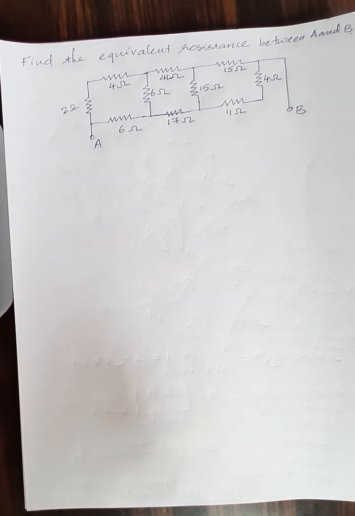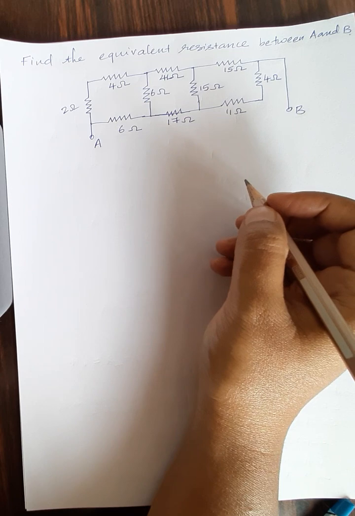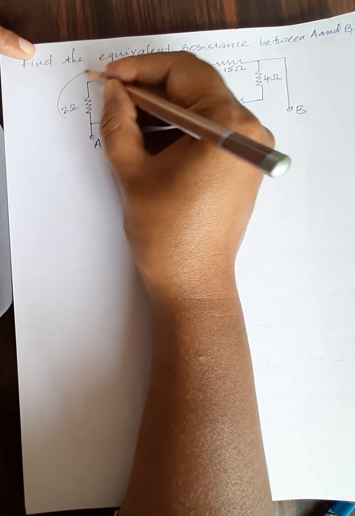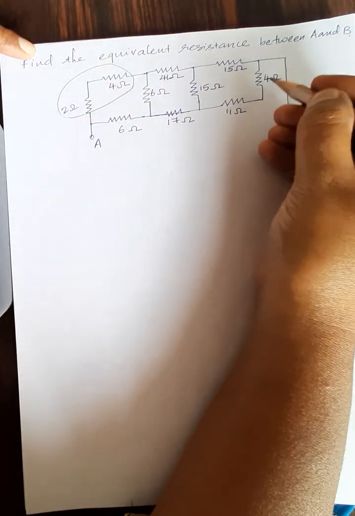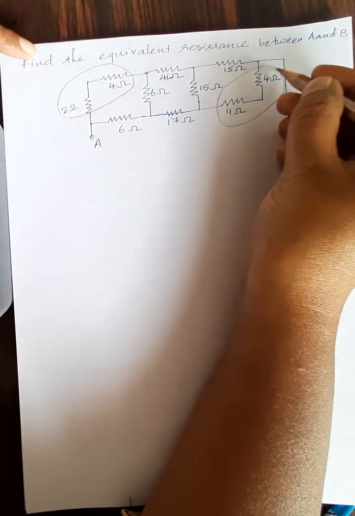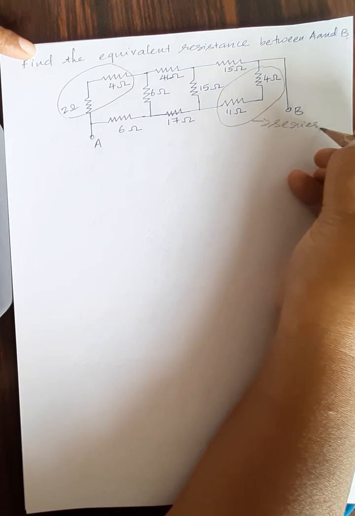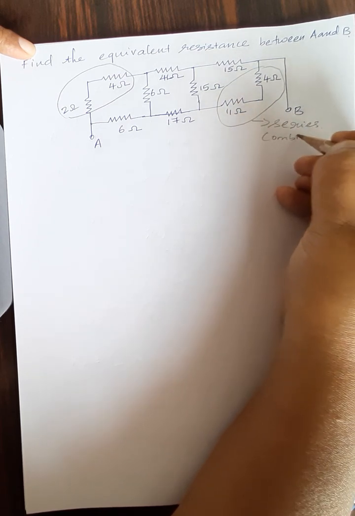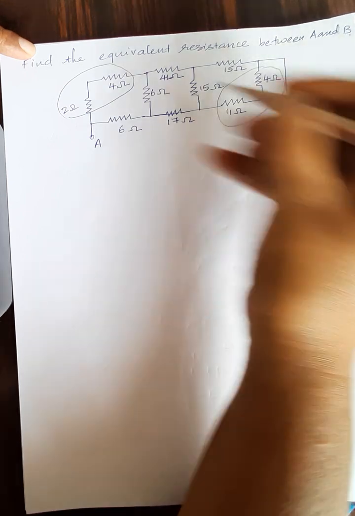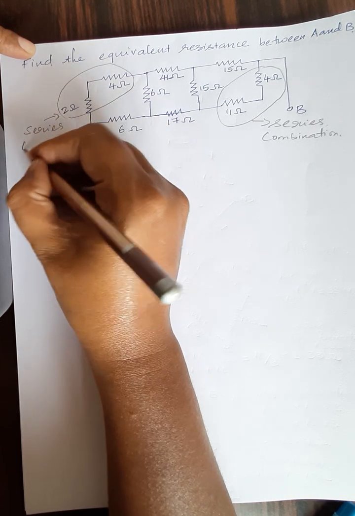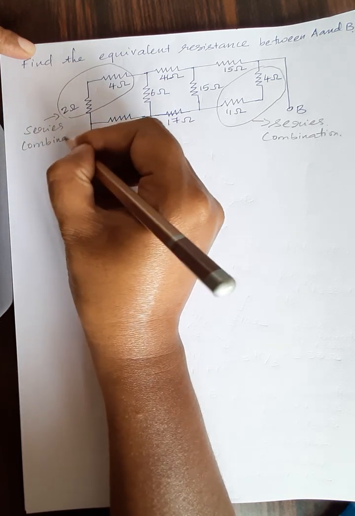So here if you observe this circuit, you have two resistances which are in series. If you observe these two resistances, 2 ohm and 4 ohm, 4 ohm and 11 ohm, these two will form a series combination. These two will also form a series combination.